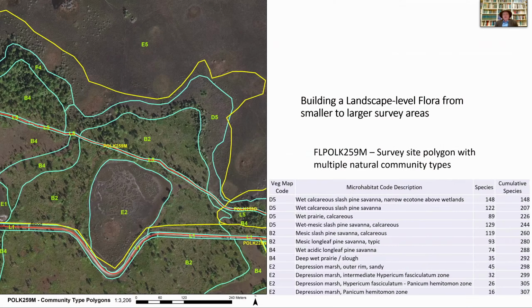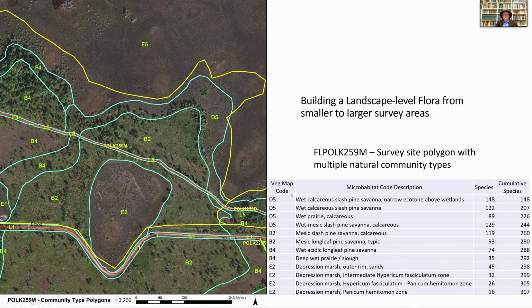So in looking at surveying a particular area and building a flora from that, I'm going to start with this area in Polk County, what's called a calcareous fringing wet prairie and its associated communities. There's this area of relatively calcareous soils between mesic flatwoods and, in this case, a basin marsh along the edge of a slough or marsh system.